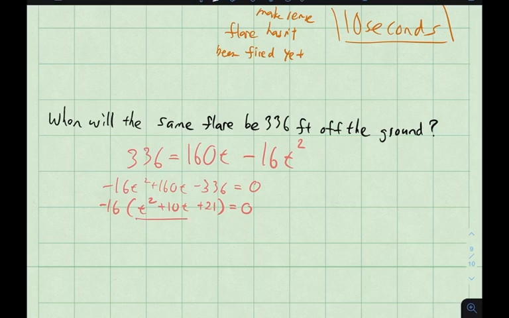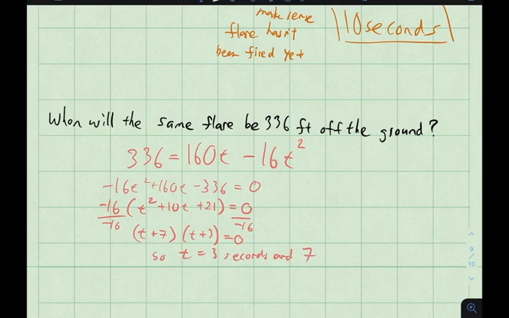Now we can solve this middle thing. As you can imagine, we can divide both sides by negative 16. And we can solve the middle part. I think these ones end up being 7 and 3. So I did the time in my head. Two numbers that multiply to 21 but add up to 10. So t equals 3 seconds and 7 seconds for the flare to be at 336 feet off the ground.